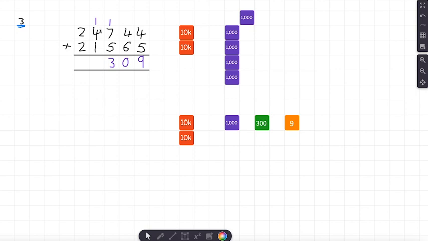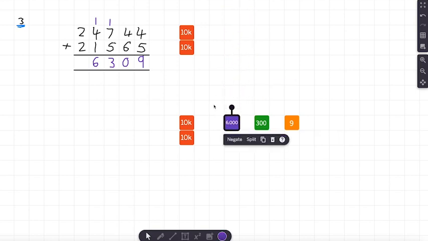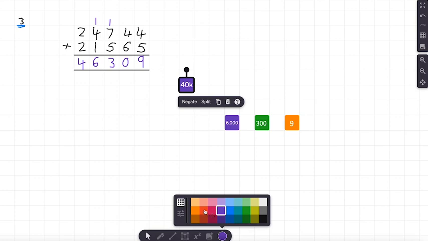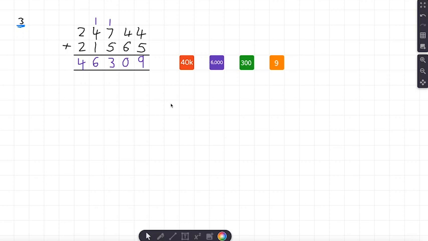So there we go. And now we're moving on to the thousands. We have the 1, the 4, and the 1, which gives us 6,000 altogether. That's a little bit more simple, no carrying there. There's our 6,000. And for the 10,000s, it's just 2 and 2 is 4, or 20,000 add 20,000 is 40,000. And there we are with the place value counters as well. So our total for that one is 46,309.